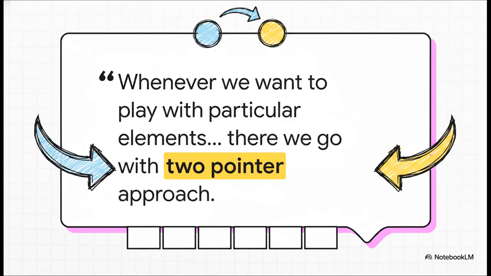Listen to this fantastic insight from the source material. It says, whenever we want to play with particular elements, there we go with two-pointer approach, we essentially want to isolate a zero element and a non-zero element so we can swap them. We're playing with particular distinct locations here. So definitively, we are pivoting to the optimal two-pointer strategy. It's exactly the tool for the job.